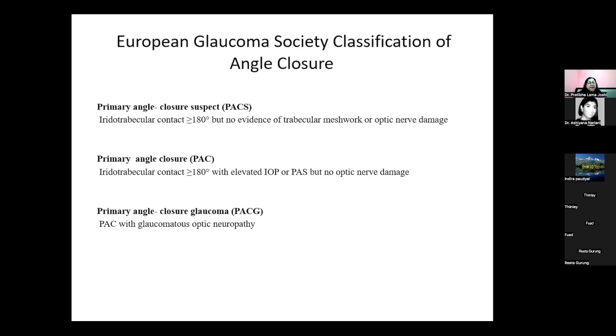The European Glaucoma Society has classified angle closure into primary angle closure suspect, in which there is 180 degrees or more iridotrabecular contact, but there is no damage to the trabecular meshwork or optic nerve. Then another is primary angle closure, in which there is 180 degrees or more iridotrabecular contact with elevated intraocular pressure or presence of PAS, but there is no optic nerve damage. And primary angle closure glaucoma, where there is primary angle closure with glaucomatous optic neuropathy.